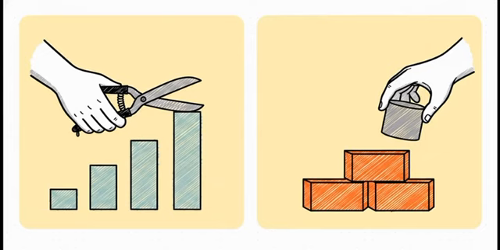Reconstitution, on the other hand, is a completely different ballgame. This is entirely kicking a stock out of the index club and inviting a new one in to replace it. Think of it like this. Rebalancing is adjusting the dials. Reconstitution is replacing the players.